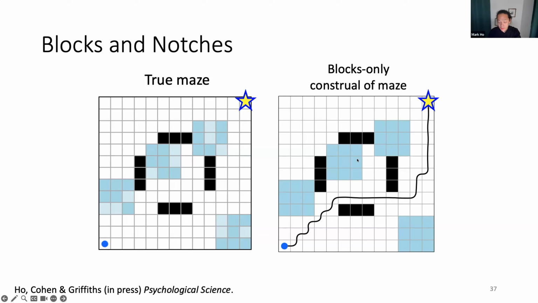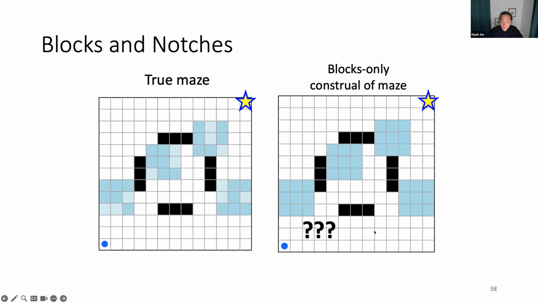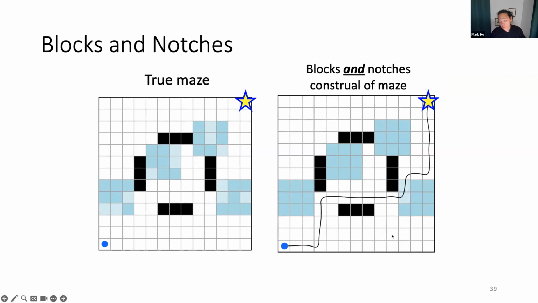You can do it while only paying attention to the larger blocks and only thinking about how those could block you. But if you imagine moving this block here up, now you can't just solve this problem in terms of only blocks. You actually need to think about at least one of the notches and think about how going through that notch gets you to the goal.